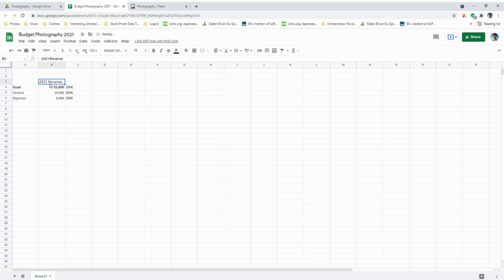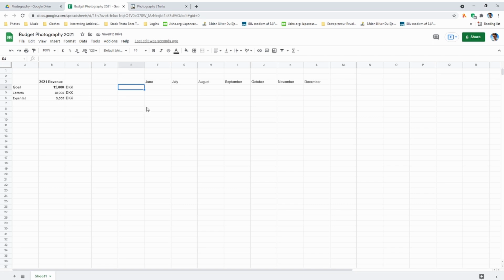So our goal is 15,000 Danish kroner by the end of the year. That's about 10,000 because of the camera, and then about 5,000 expected expenses. If we end up spending more money, then we have to adjust this. But this is just a rough expectation. So let's see, we are in June now, July, and this is going to go on until December.